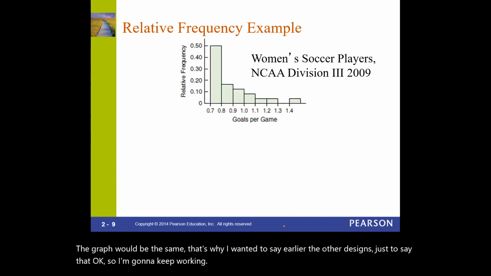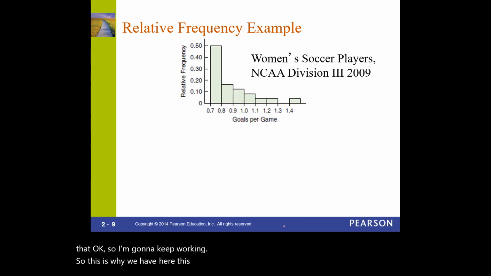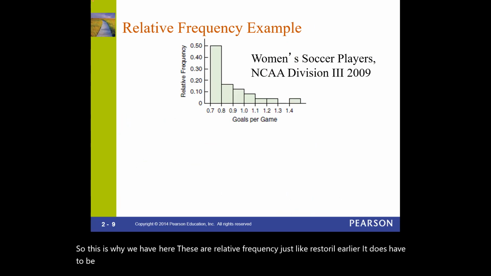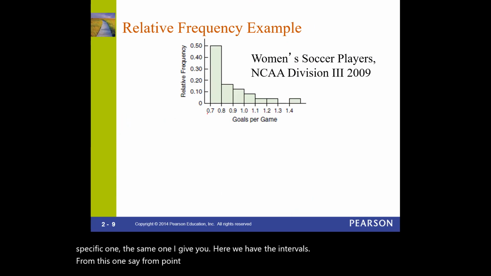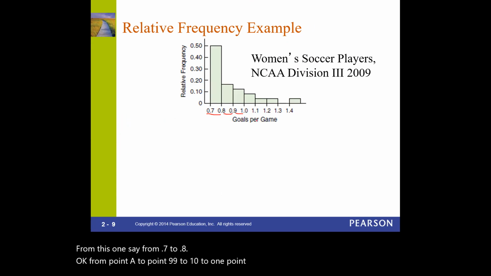So this is what we have here. This is a relative frequency, just like I showed you earlier. It doesn't have to be a specific one, the same one I gave you. Here we have the intervals, say from 0.7 to 0.8, from 0.8 to 0.9, 0.9 to 1.0, etc. I know you got the idea. So this is the question I'm going to ask you now.